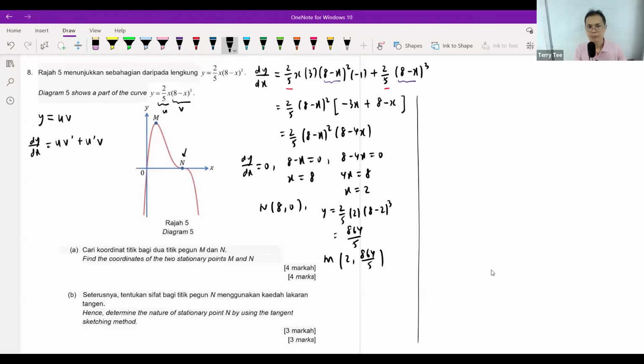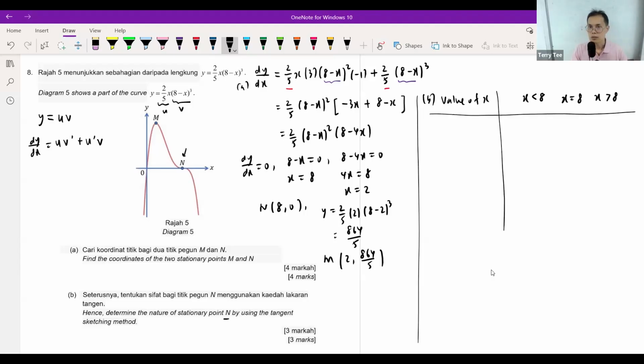Okay, now let's move on to the second part. Hence, determine the nature of the stationary point N by using the tangent sketching method. They only ask you to find N, I don't find M. So tangent sketching works like this. This is part A, this is part B. We write down the value of x. Your x value for N is 8. For N, we take a value slightly less than 8, and a value slightly more than 8. Draw a line here.